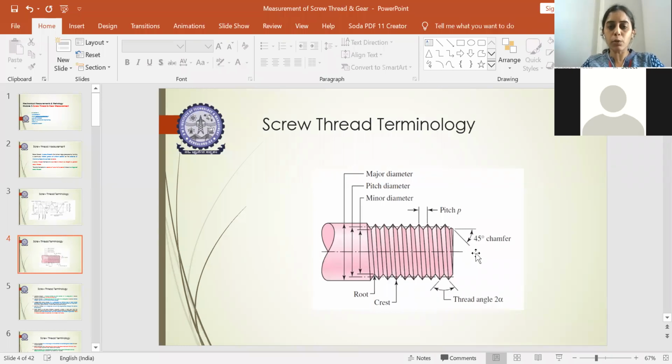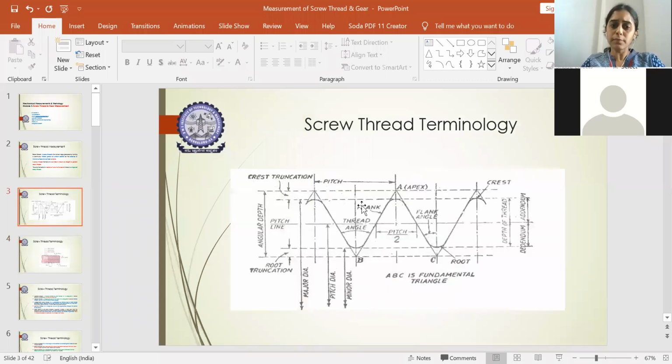The pitch axis will be coaxial with the axis of the screw thread. The pitch diameter will be nothing but the diameter which lies between the major and the minor diameter. You can also call that the mean diameter. And then pitch. The pitch is the distance between two adjacent tooth tips. Here you have one helical groove, and this is the second helical groove. The distance between the two consecutive helical grooves will be defined as our pitch.